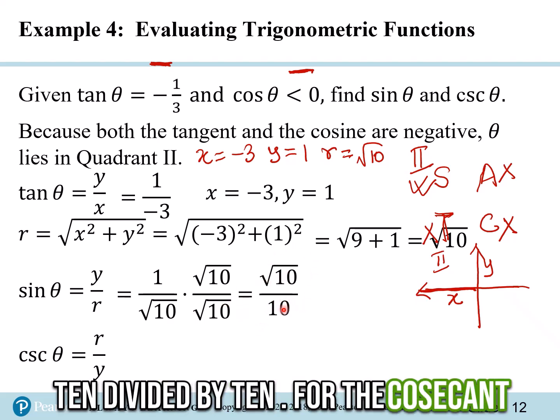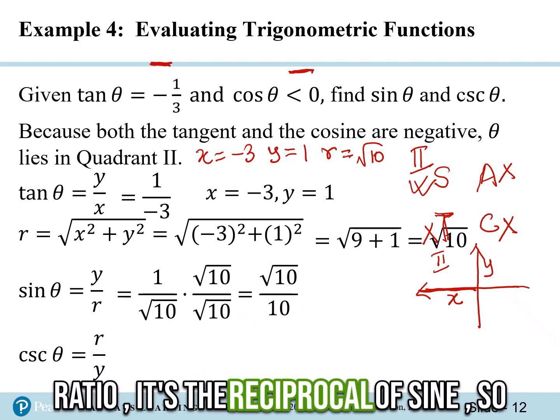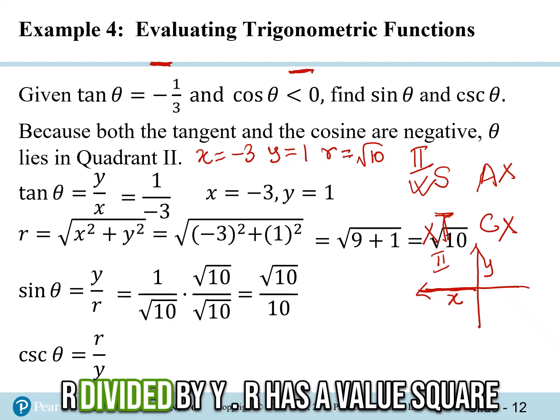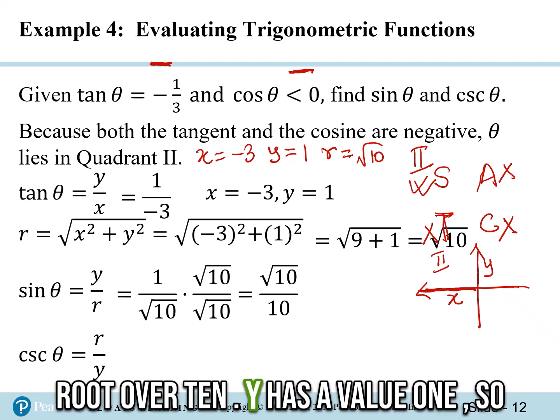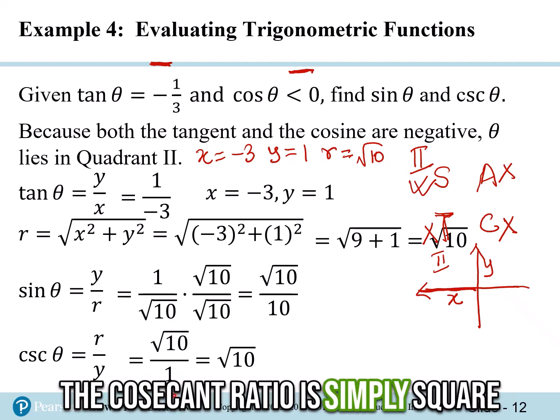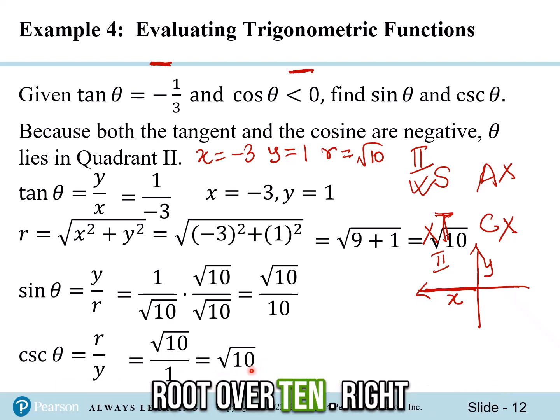For the cosecant ratio, it's the reciprocal of sine, so r divided by y. R has a value square root over 10, y has a value 1, so the cosecant ratio is simply square root over 10. Right?